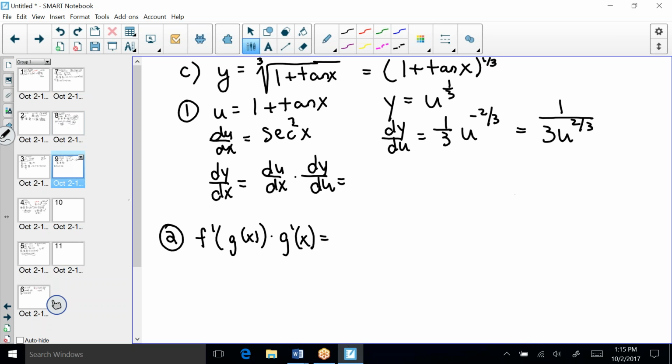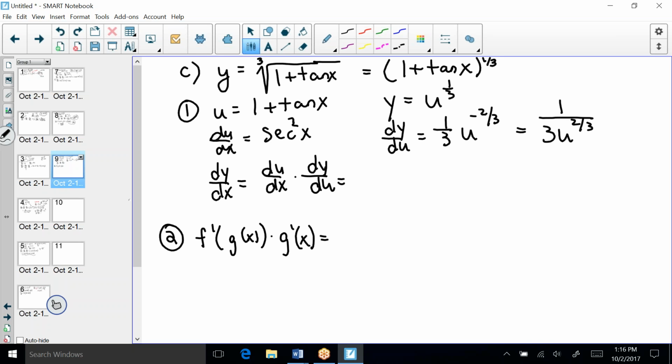Okay. All right, let's take a look at C. I know we're just out of time, but we can do this real quick. The inside function is 1 plus tangent of x. The derivative of tangent is secant squared. The outside function is the cube root. Cube root is the same thing as u to the 1/3. Take the derivative. We did this one earlier. The derivative is 1 over 3u to the 2/3.